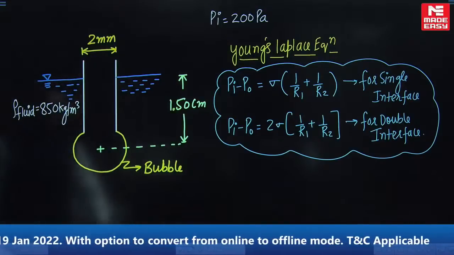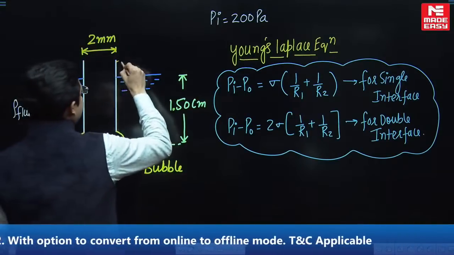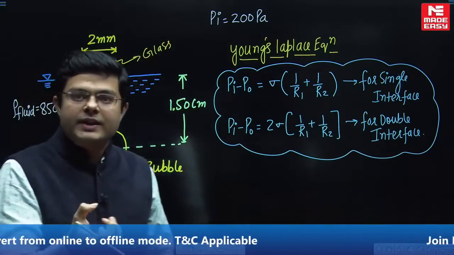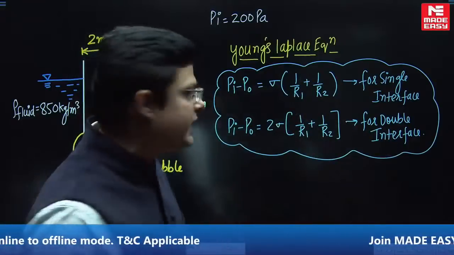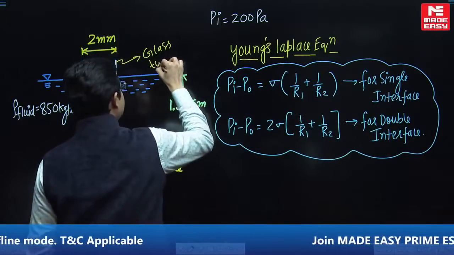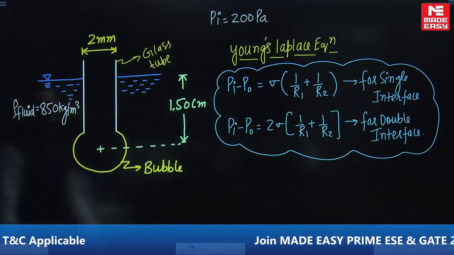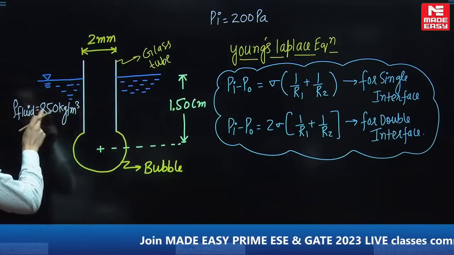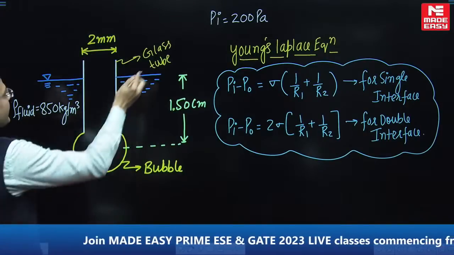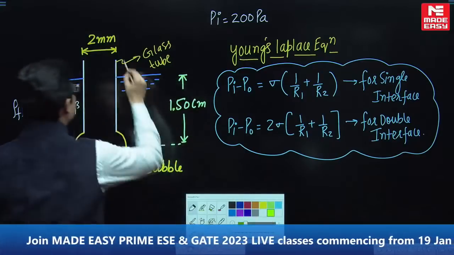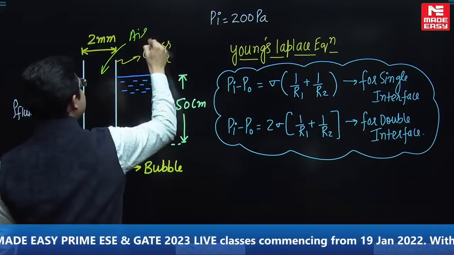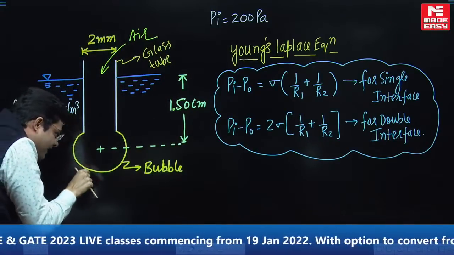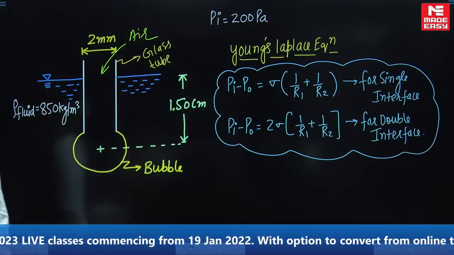Just see, there is this glass tube. This white color thing is the glass tube. I have already made the diagram so that we can save time and discuss a lot of numericals in the stipulated time. This glass tube is inserted to a depth of 1.50 centimeter in a fluid of density 850 and air is forced into it. Due to forcing of air, a bubble is formed at the end of the tip of the pipe.